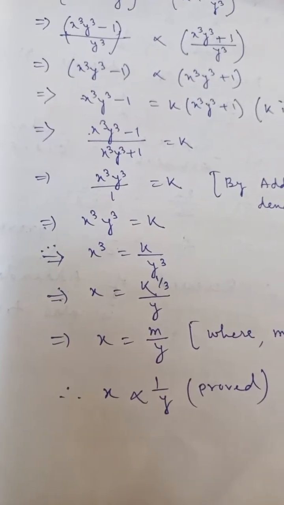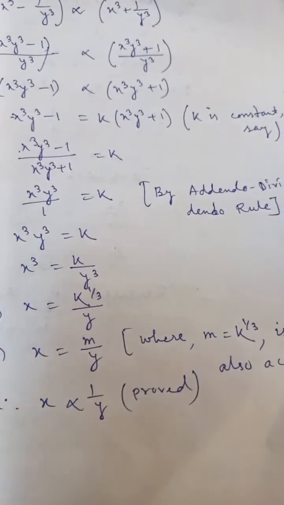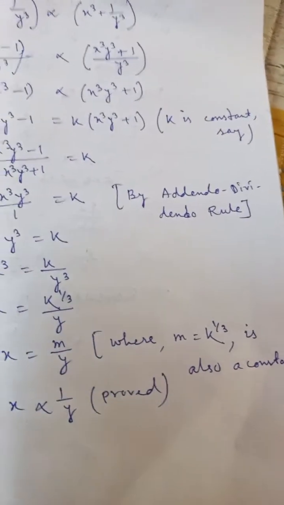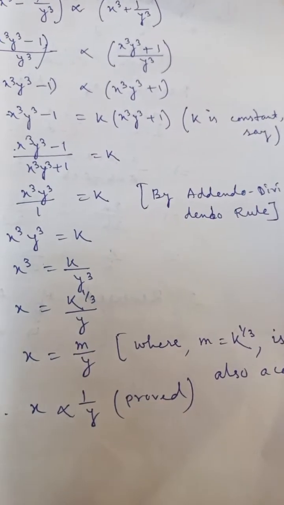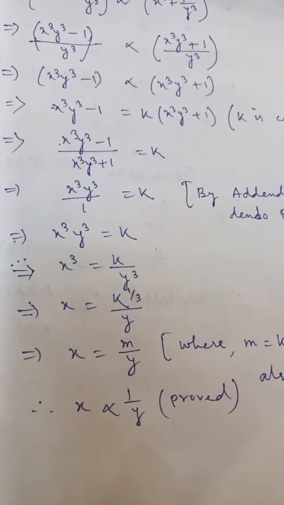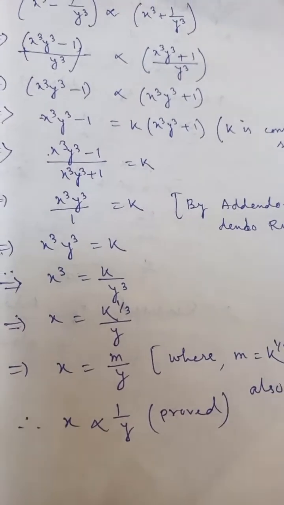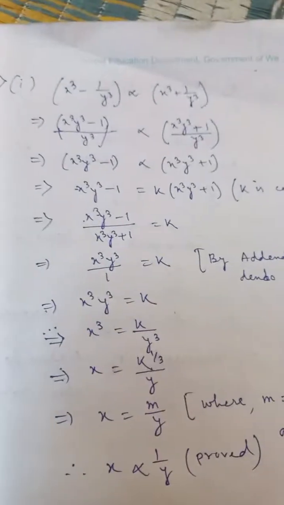or k's cube root by y. And if we take m is equal to the cube root of k, it is also a constant, since k is a constant, so m is also a constant. Then we can rewrite that x is directly proportional to 1 by y. So in this way we can solve this question.